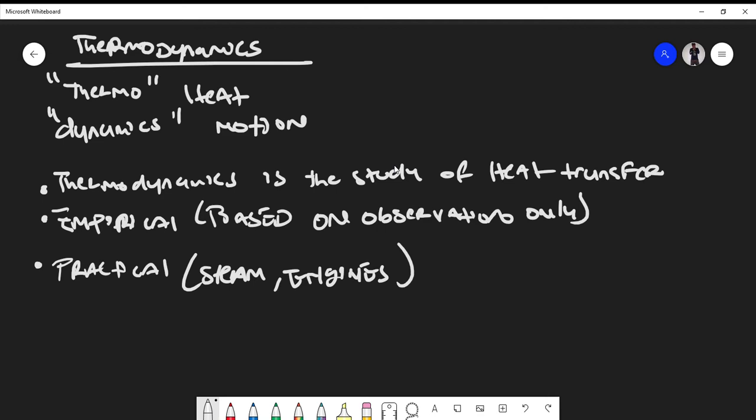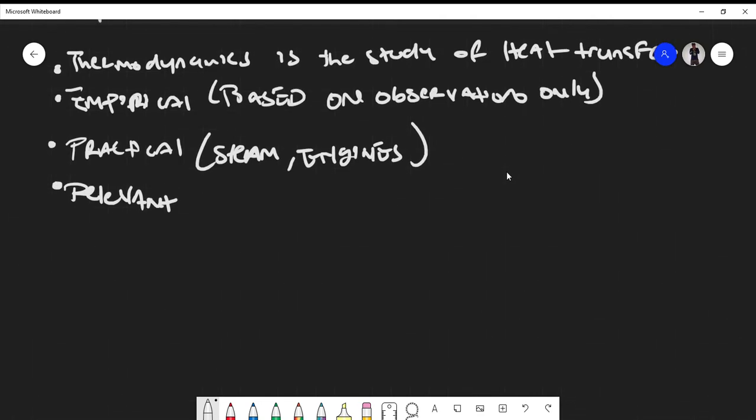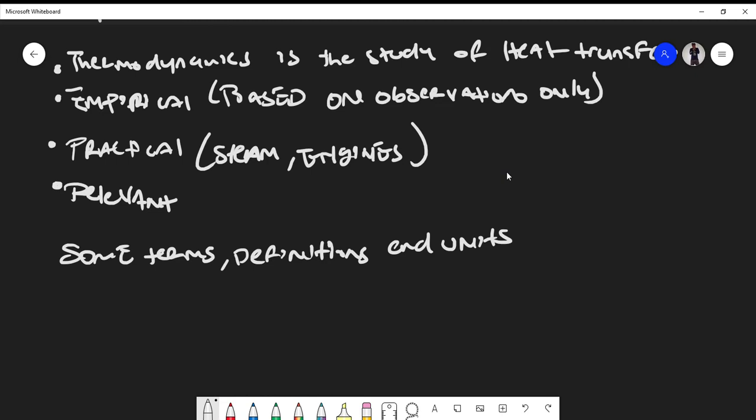And then obviously the last point would be relevance, right? So even today, we use a lot of thermodynamics to explain whether it's a fridge in the house or, obviously, cars driving, etc. All right, so let's talk about some terms and units. All right, so we're going to transition. Obviously, we've defined thermodynamics now, so let's talk about definitions and units.